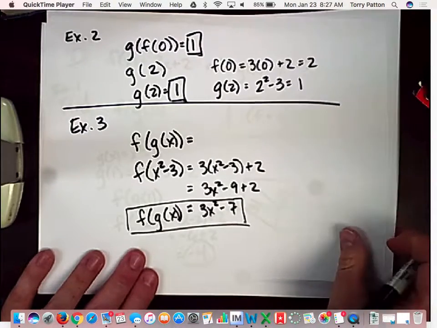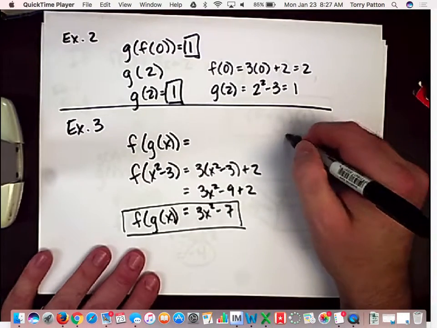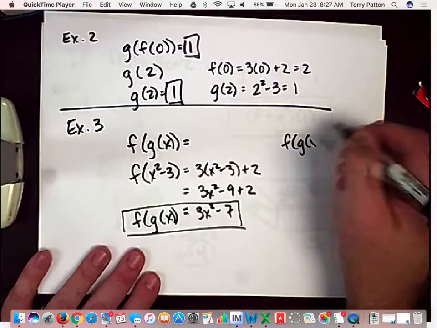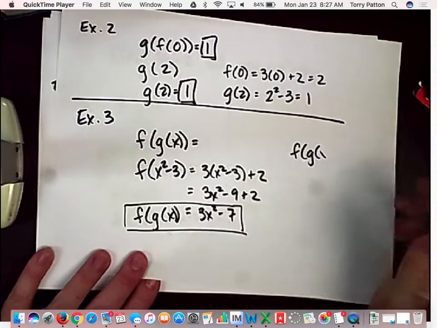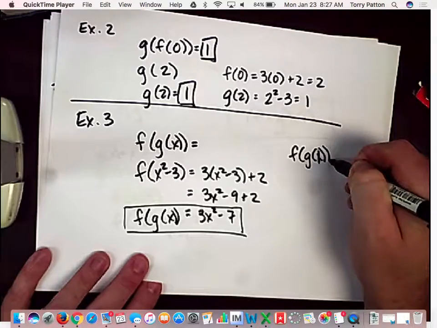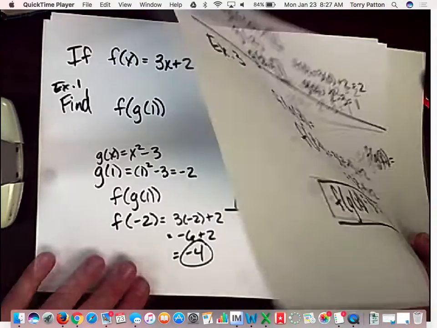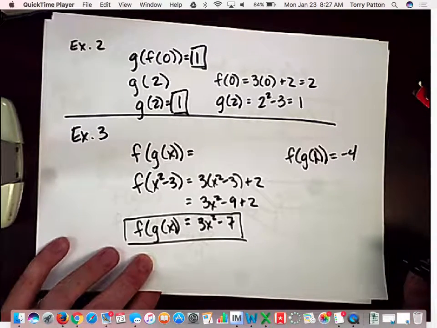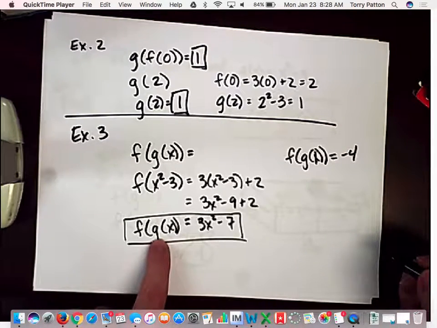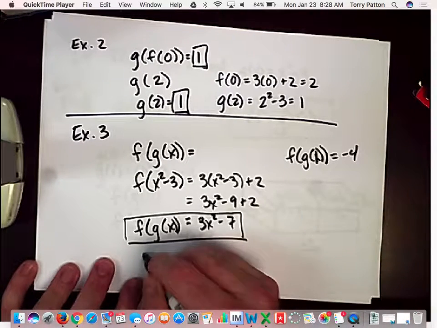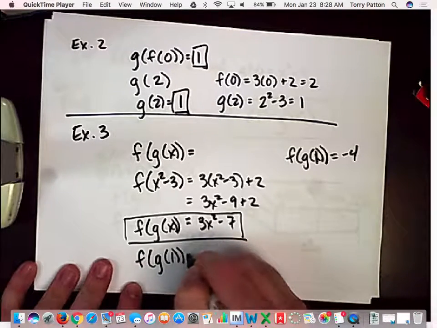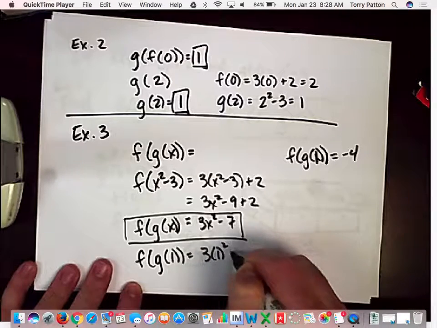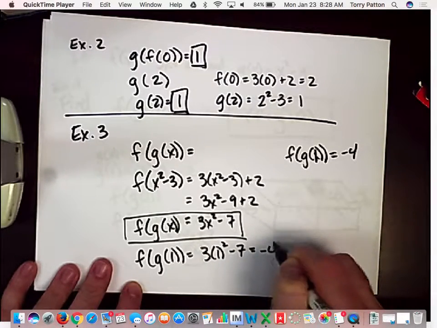So let's see if it checks out. The first thing we said was f of g of what? 1. And we figured out that f of g of 1 was -4, right? Well, let's see if that's what we get when we plug a 1 in here. F of g of 1 would be 3 times 1 squared minus 7, which is -4.